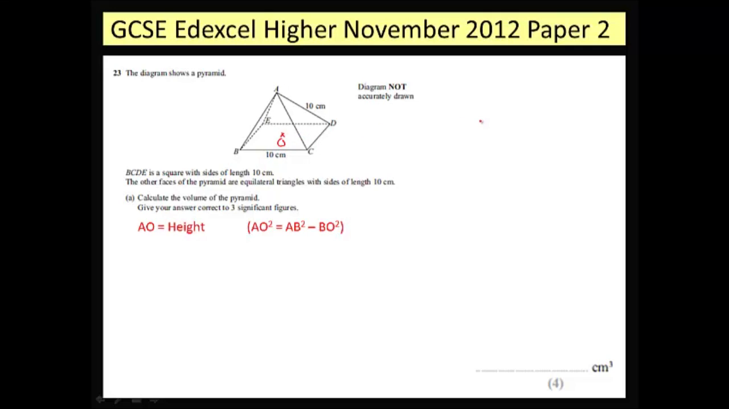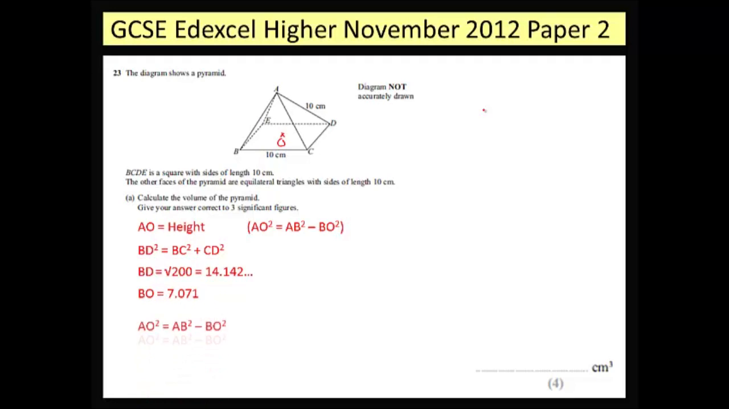So AO represents the height of the pyramid, and I can work that out by doing AB, which I don't know at the minute, squared, minus BO squared. So what I'm going to do for this is BD, which is the diagonal across the square base, can be given by BC squared plus CD squared. So BD is the square root of 200, which is 14.142, and then some bits after it. Now I don't want that whole diagonal. BD is 14 and a bit, so BO would be 7 and a bit, in this case 7.071, and I've kept quite a few of my decimal places afterwards just to ensure accuracy.